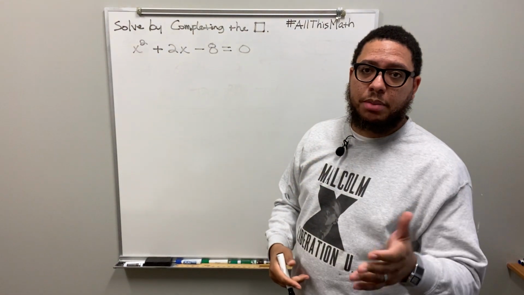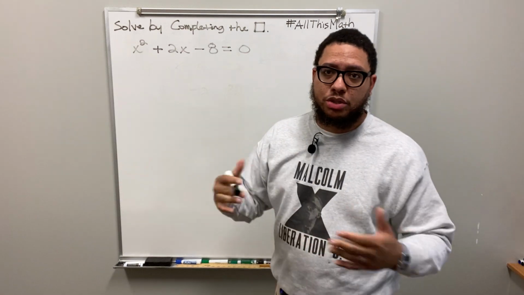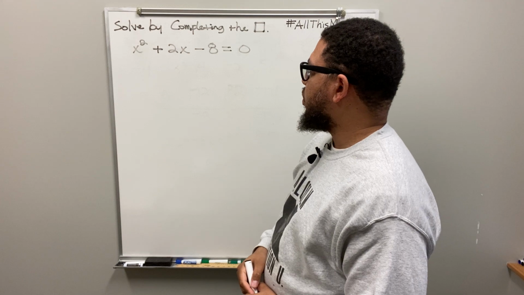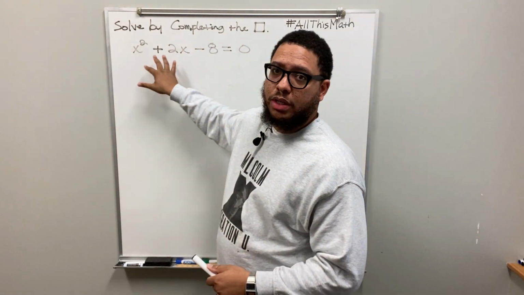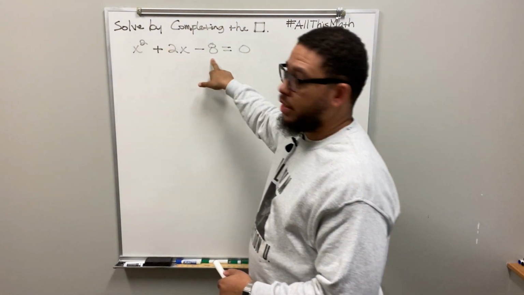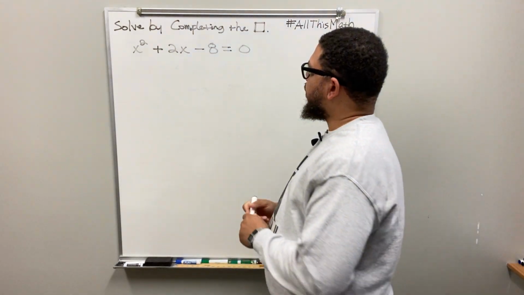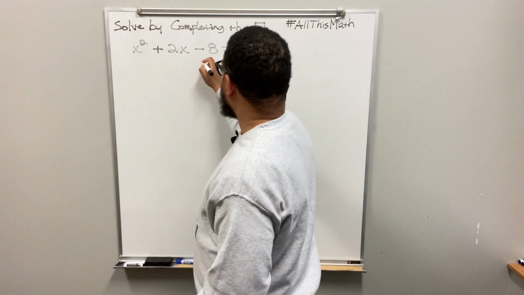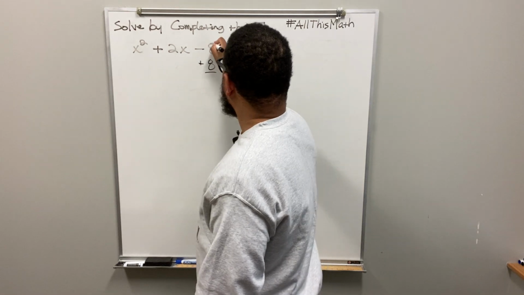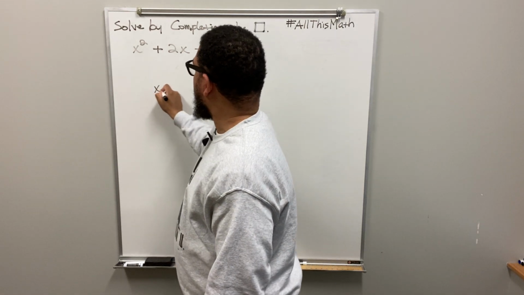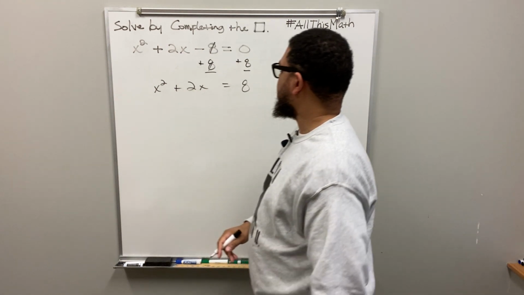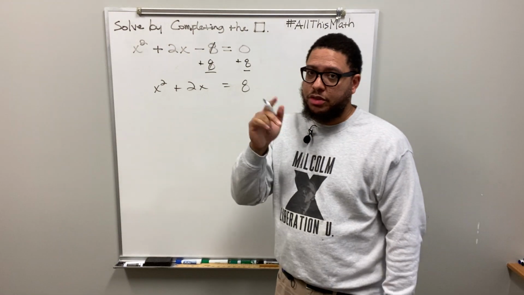Now, there are a series of steps that we have to follow in order to solve by completing the square. First step, we want to isolate the x terms on the left side of the equal sign. This x squared and this 2x, we want on the left side, so we want to get rid of this negative 8. I add 8 on the left, and I add 8 on the right. These cancel out, and now I've got x squared plus 2x equals 8. That's my first step.